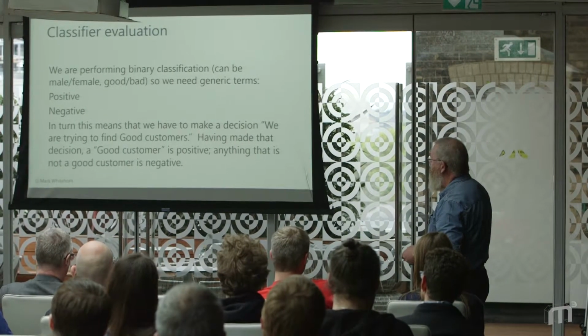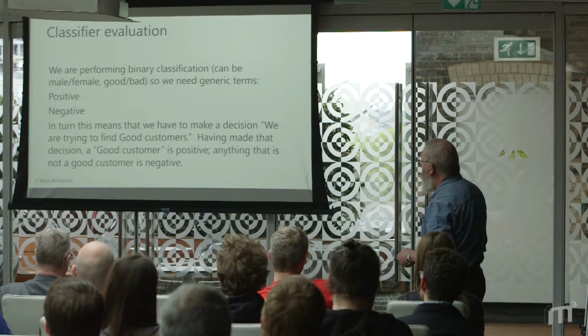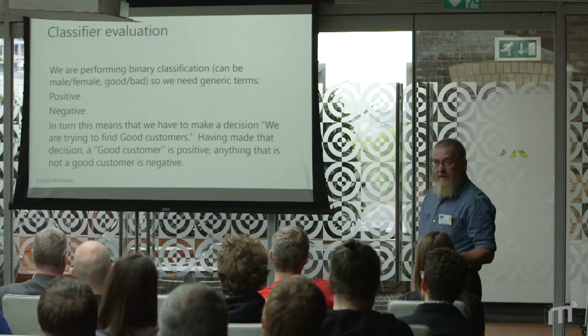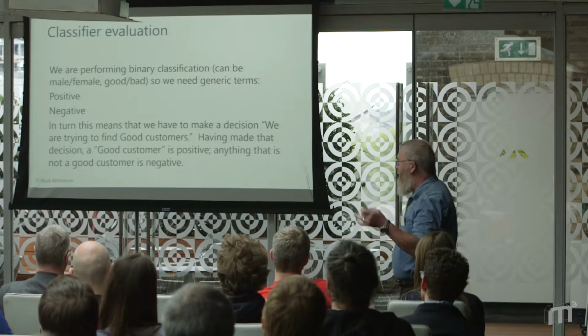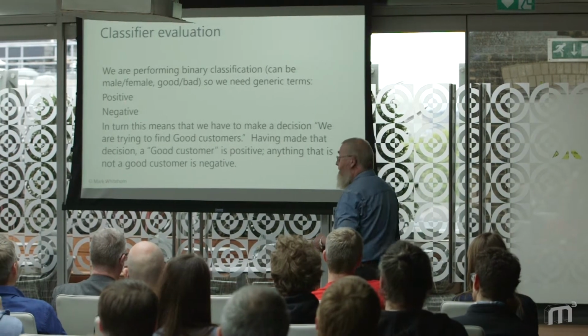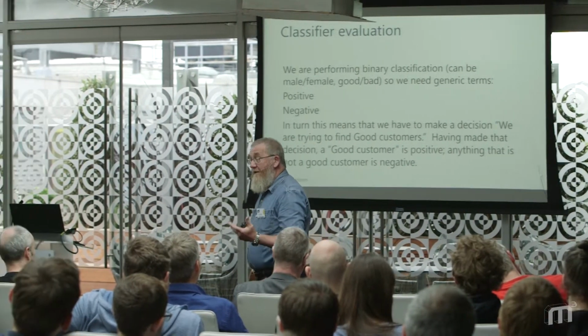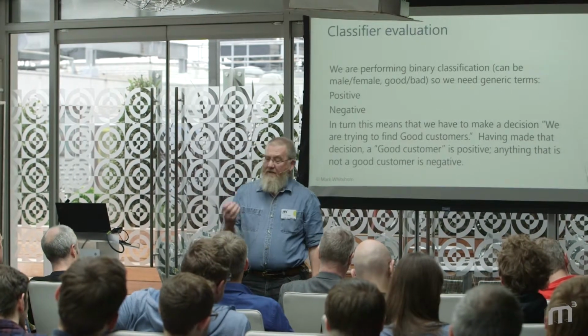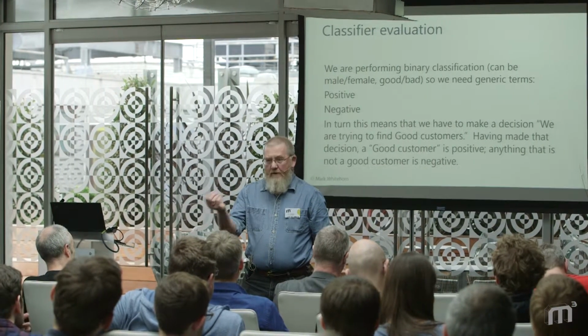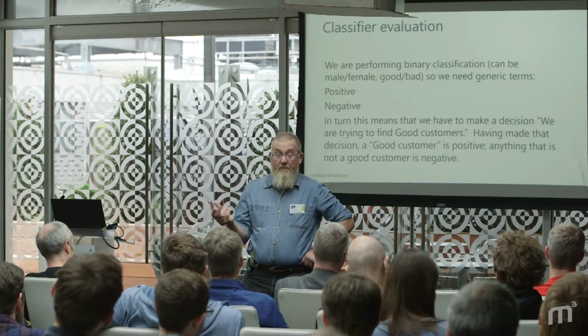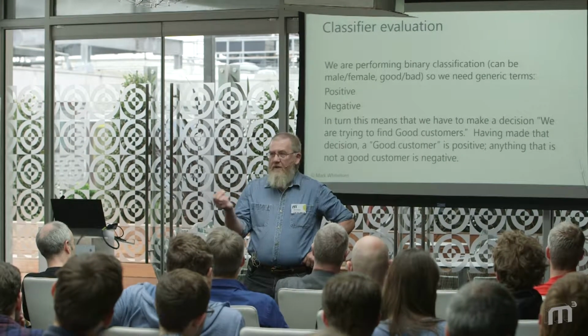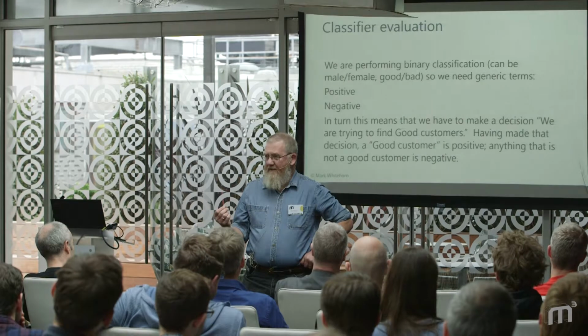So we're going to be doing binary classification, as discussed. We need generic terms to discuss that, so they can be male, female, good, bad. The terms that are often used are simply positive and negative. And what you have to do is decide, okay, we're going to decide whether this is fraudulent or non-fraudulent. You have to decide completely arbitrarily which one's going to be positive and which one's going to be negative.